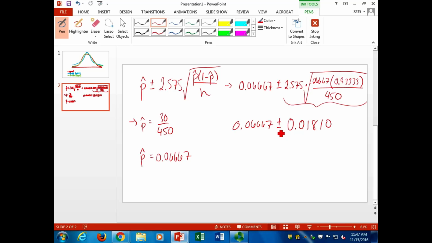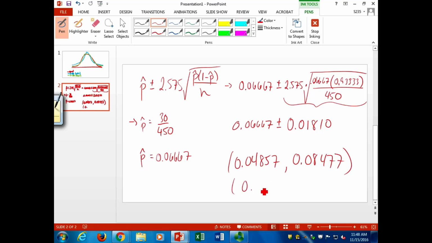So from there, might as well finish it off because we're pretty much there. So that's 0.06667 minus 0.01810. So our lower bound would be 0.04857, up to what would the upper bound be? 0.08477. So then they want to round to what? 3? So 0.049 up to 0.085 maybe would be our bounds. That's what I'm guessing. Let's see if we get it right.